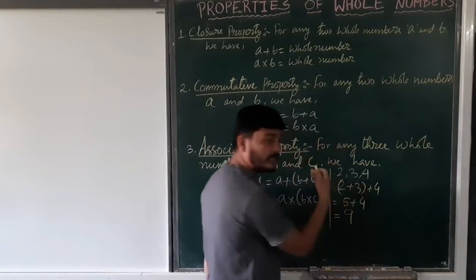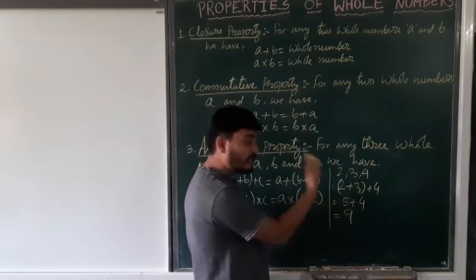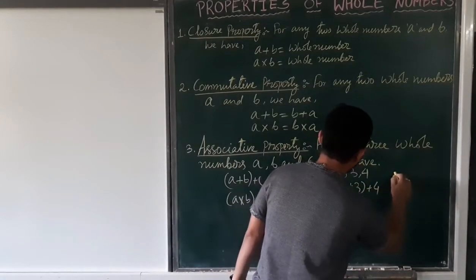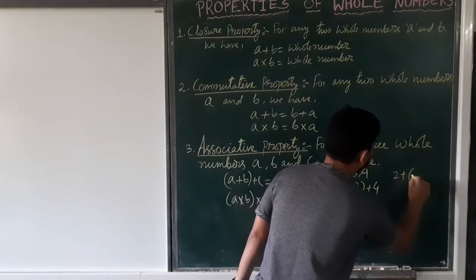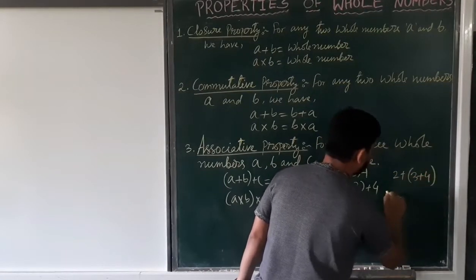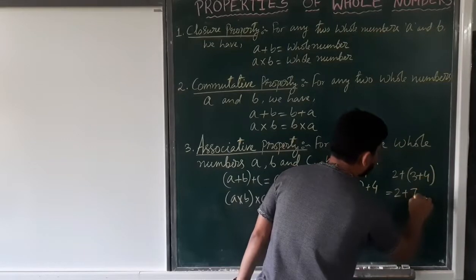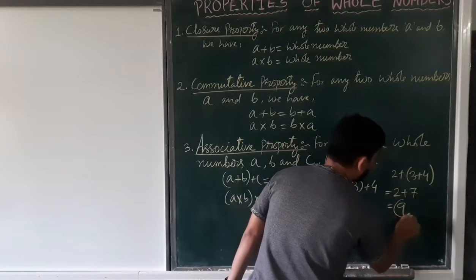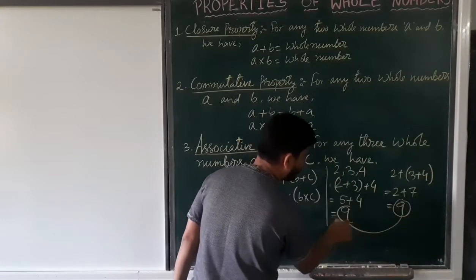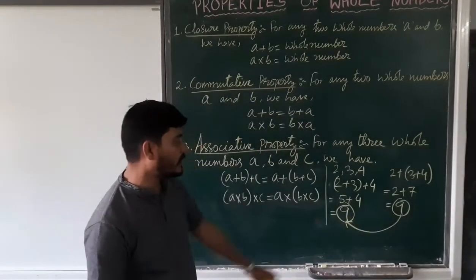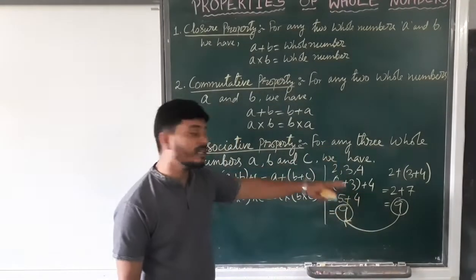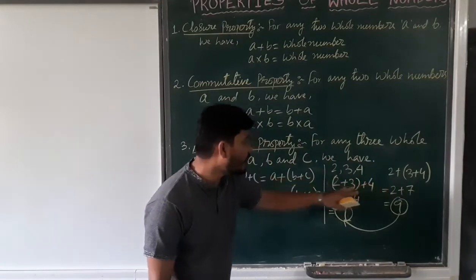Now let us add the same three whole numbers in a different manner. This time let us add 3 and 4 first, and then we will add the sum with the first one, and we see that the result we obtained is the same. There is no difference in the result. Where is the difference? The difference is in the way of adding.